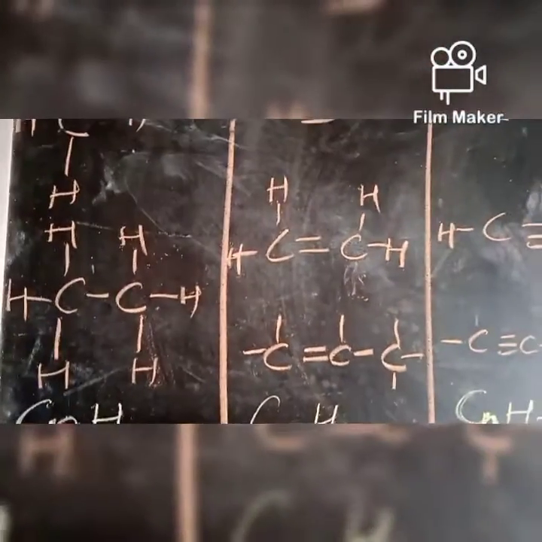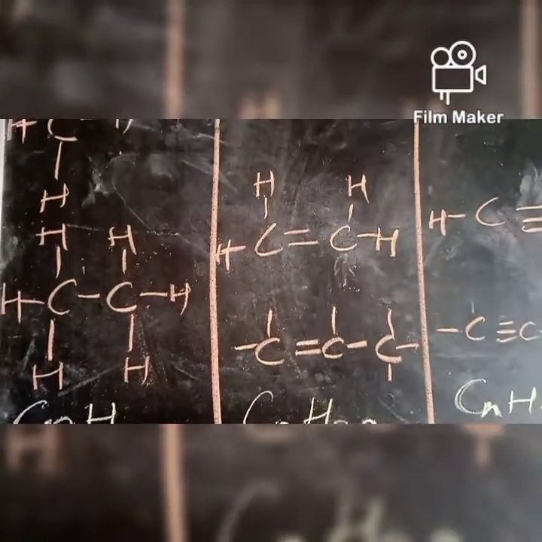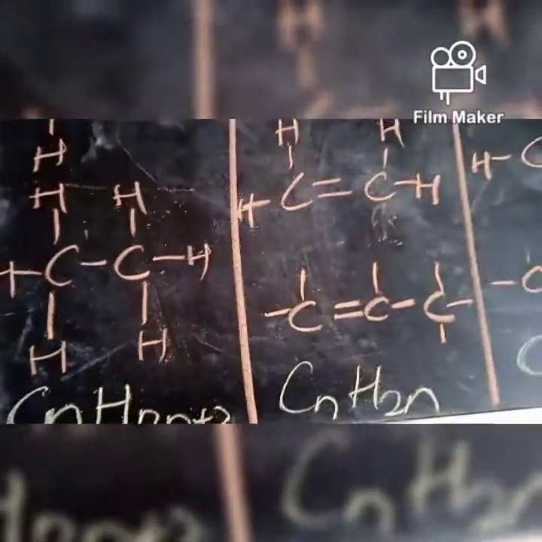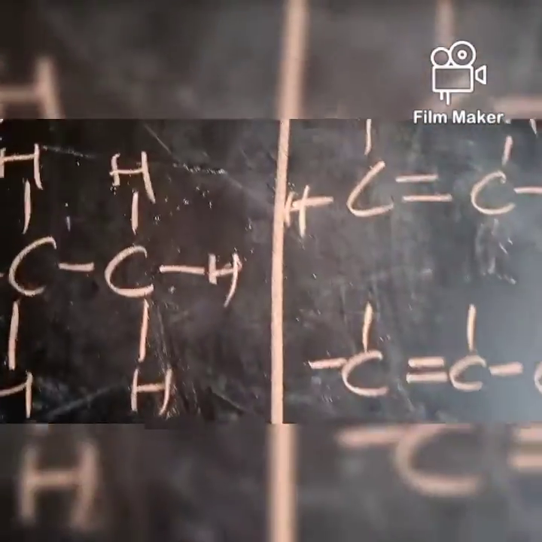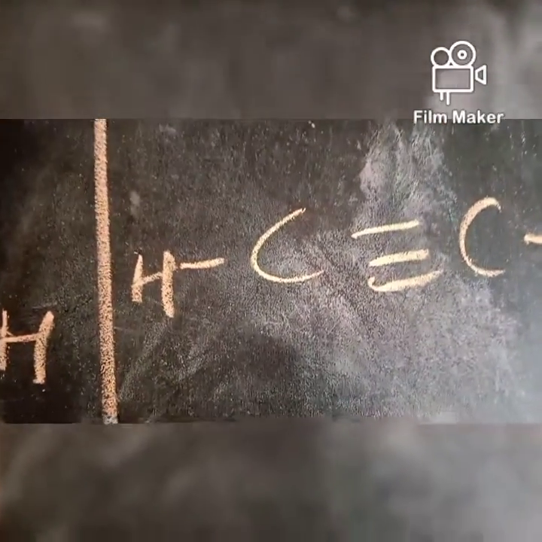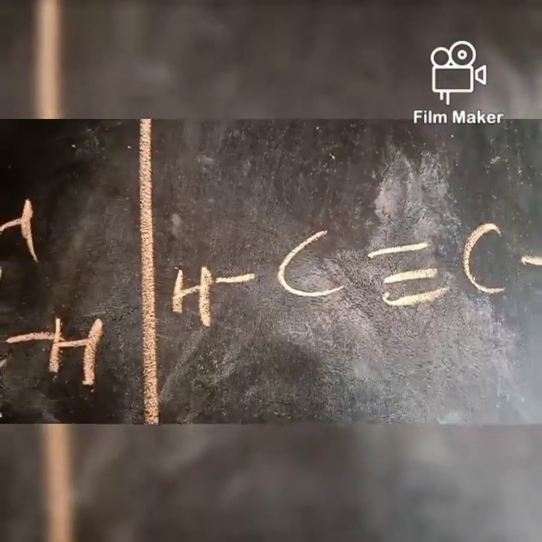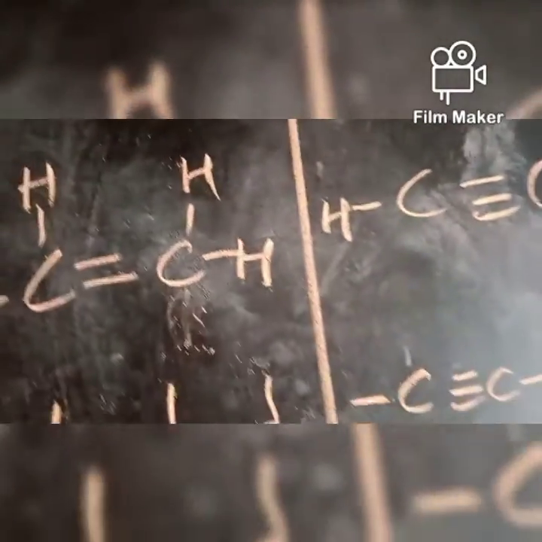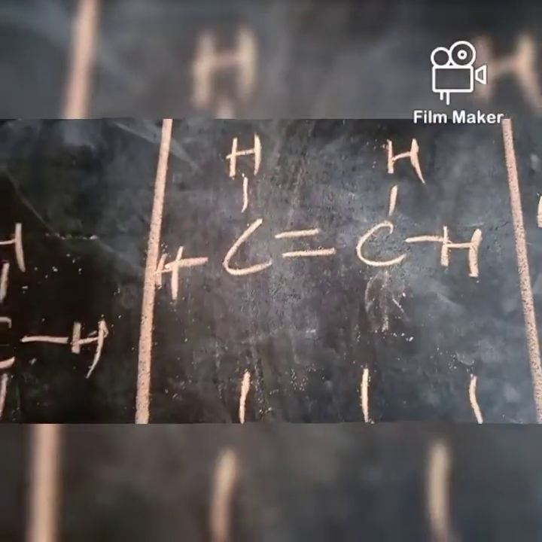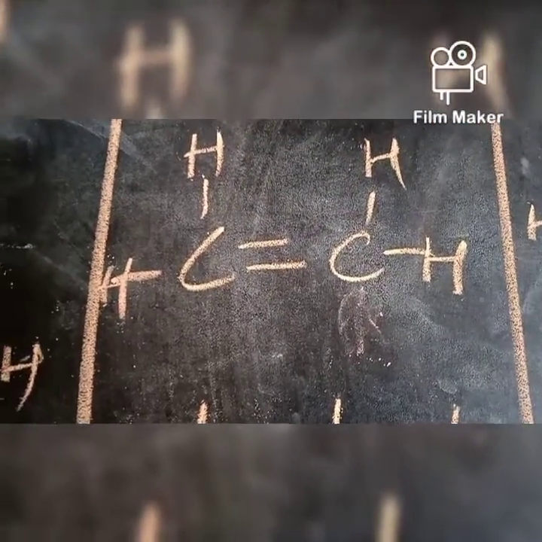Let's now see how the carbon compounds are formed. Carbon has a tendency to form single, double or triple bonds with itself. So between carbon-carbon, we can observe single bond also. Between two carbons, we can observe double bond also. And between two carbons, we can observe triple bond also. So this is the basic nature of carbon, which is giving it so much versatility in its compounds.